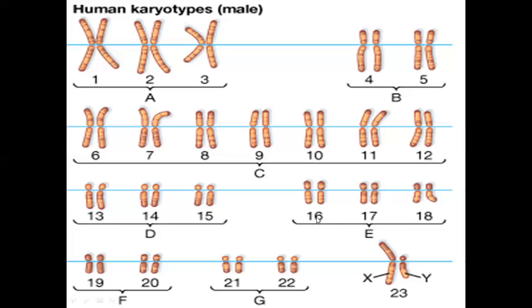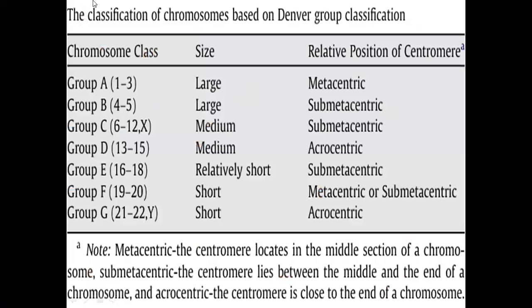Now, the E group consists of chromosomes numbering 16, 17, and 18, and these are short metacentric chromosomes. Now, 19 and 20 are also short metacentric chromosomes. Coming to the G group, that is 21, 22, and the Y chromosome. As you can see, 21 and 22 have satellites, and the Y chromosome doesn't have a satellite. So this is the classification of chromosomes based on Denver, and these are the groups into which the chromosomes are classified: A, B, C, D, E, F, G.